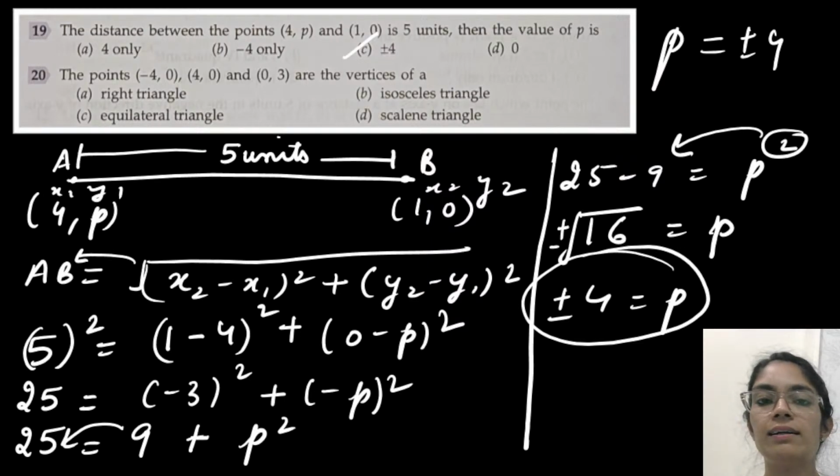See, P is not a distance. Distance is always positive. Coordinates can be positive as well as negative. So that's why option C, plus minus 4, is the correct answer. Yes. I hope this is clear.